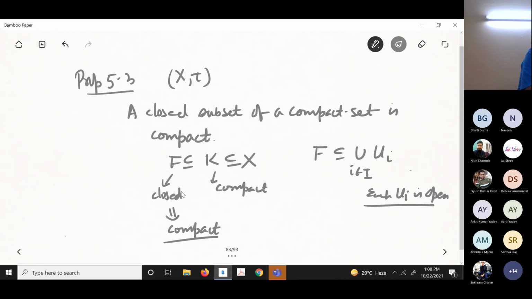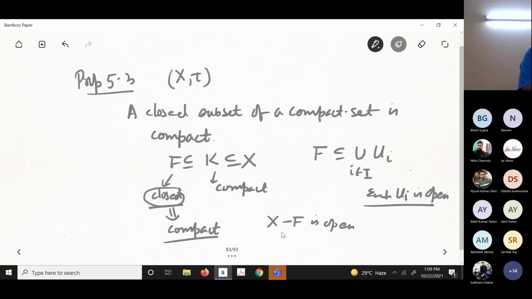Now look where I will be using closedness. Even in a small result, you should see where you are using your hypothesis. I think I told you before, and again I am repeating it: if you are not using some hypothesis, there are two possibilities. Either you don't need the hypothesis, which means you can strengthen your result, or else your proof is wrong. So look here, F is closed. That means X minus F is open.